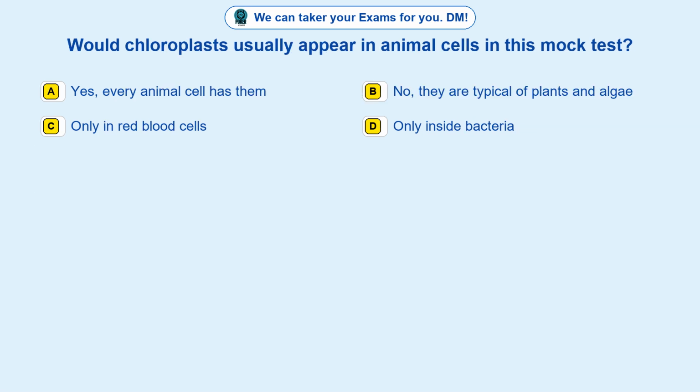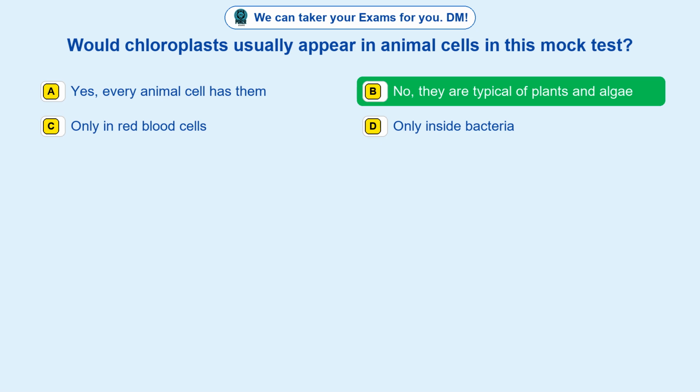Question 14. Would chloroplasts usually appear in animal cells in this mock test? Option A. Yes, every animal cell has them. Option B. No, they are typical of plants and algae. Option C. Only in red blood cells. Option D. Only inside bacteria.